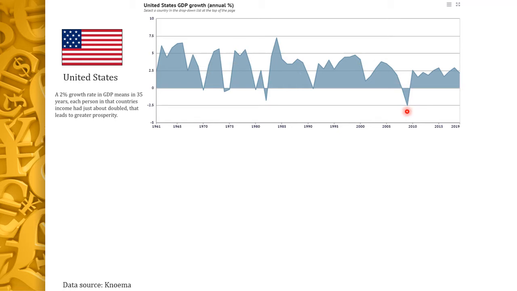Our economy took a plunge. Basically, the world took a plunge in 2008 with the Great Recession. Not all countries, and we'll see that here in a second. You can also see there are a couple other times in United States history where we had a negative growth rate, with dramatic drops going down since 1961.